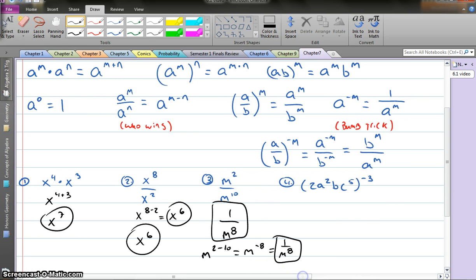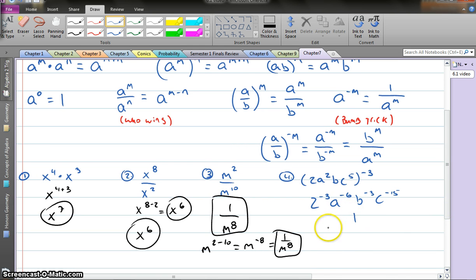All right, over here, number 4, we first have to distribute my negative exponent. So 2 to the negative 3rd. A, now power raised to a power, that's multiplying. So now we're combining multiple rules into one problem. 2 times negative 3 is a to the negative 6th. B to the negative 3rd, C to the negative 15th. Now they're all negative, so we have to bump them to the next level. So 2 to the negative 3rd goes downstairs, 2 to the 3rd power. A to the negative 6 gets bumped.